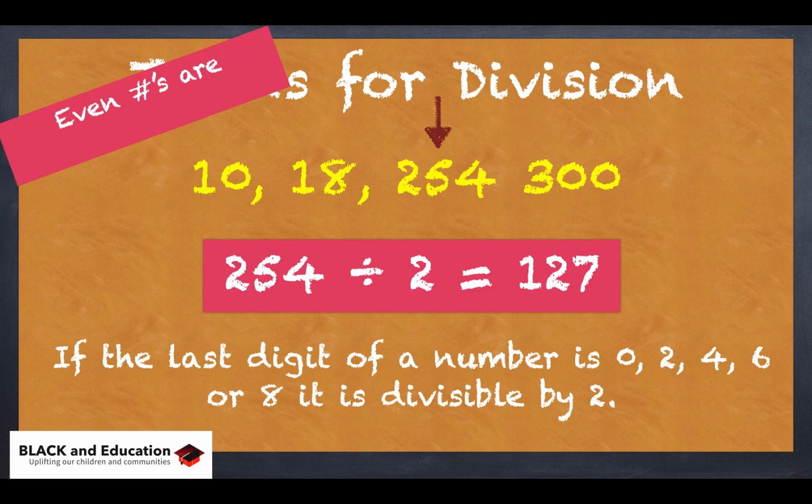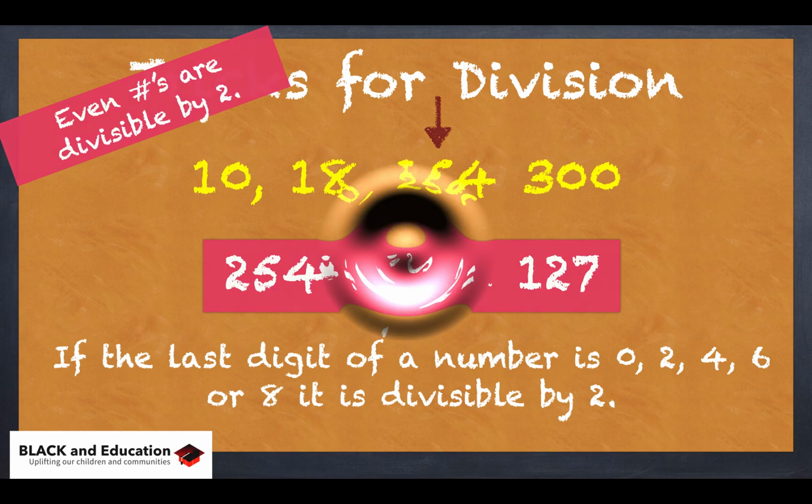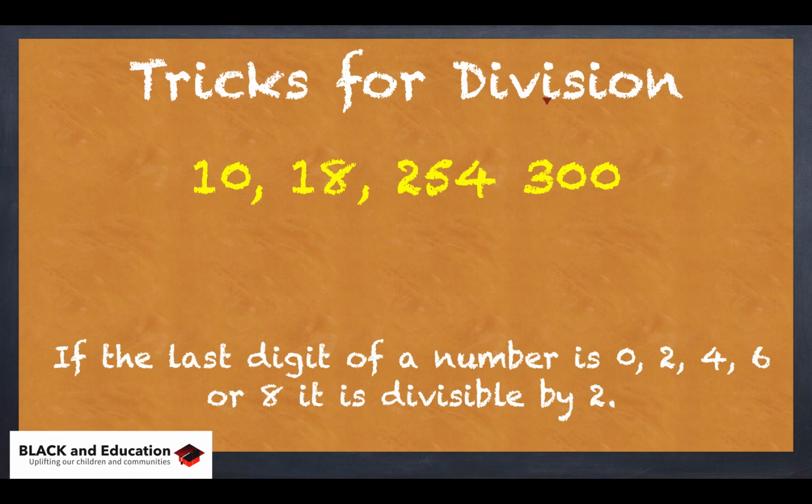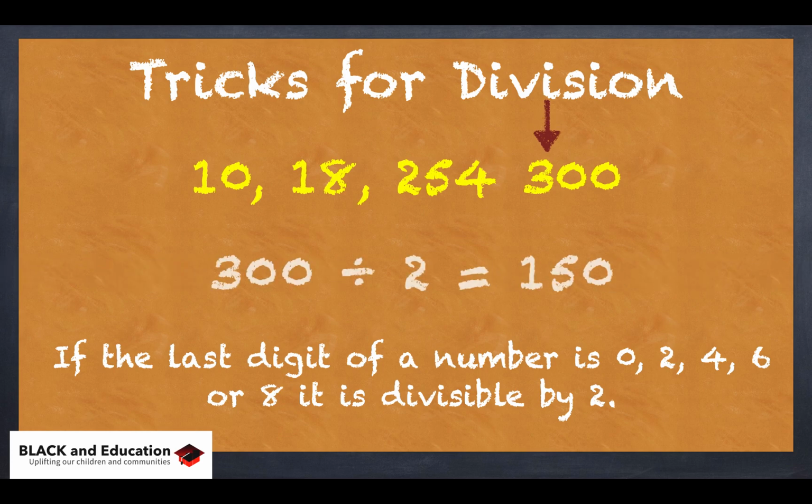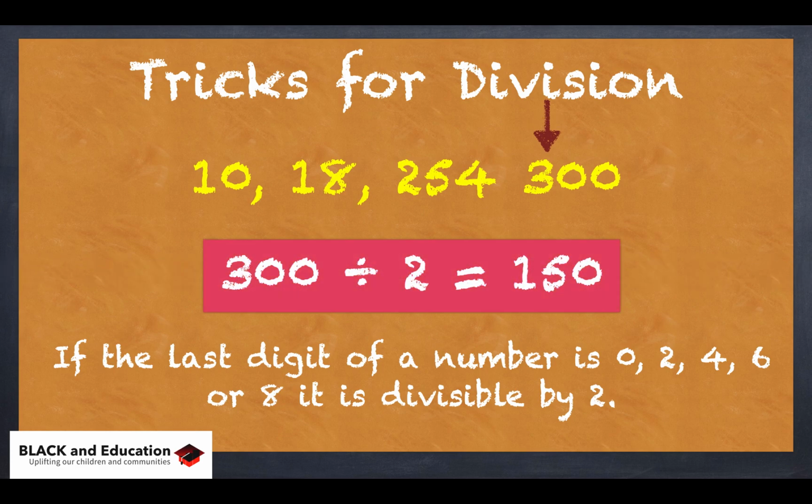Let's look at our last example here. Let's look at the number 300. So 300 also ends in a 0. We have 300 divided by 2. Well, that's going to be 150.